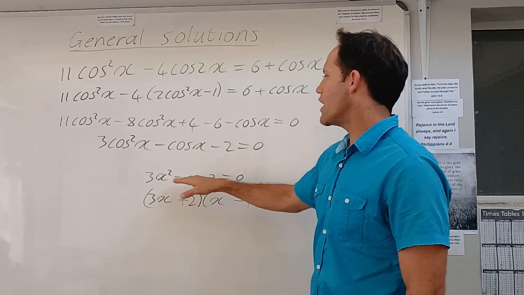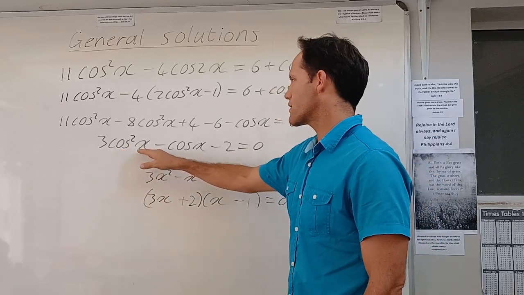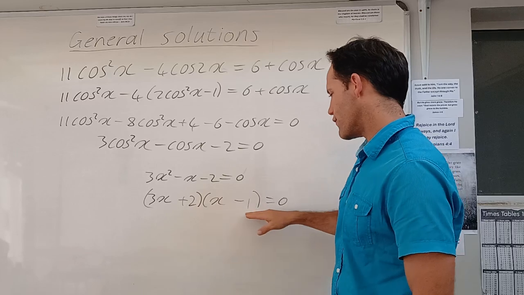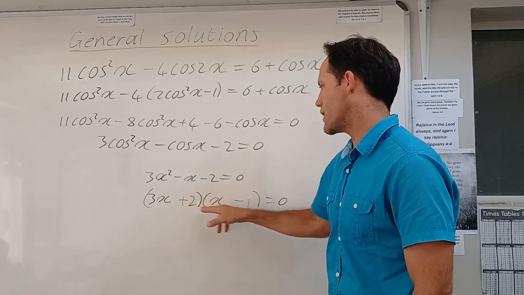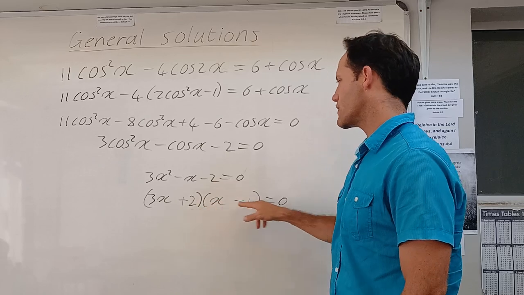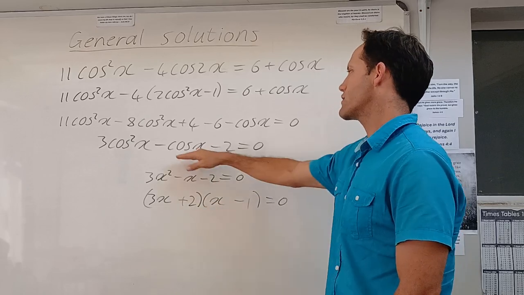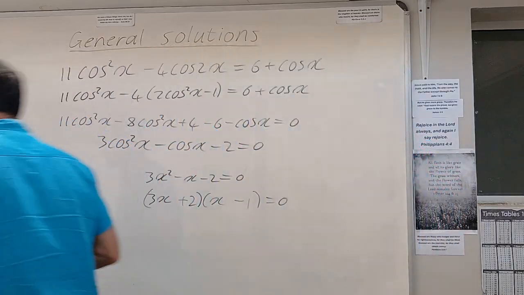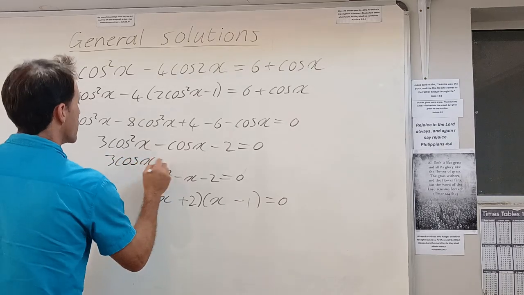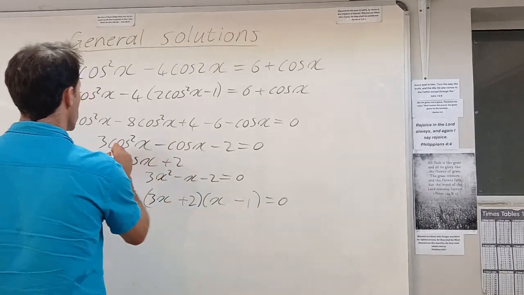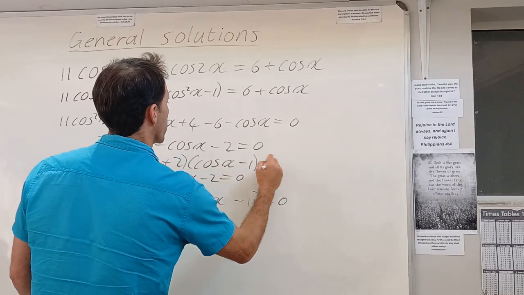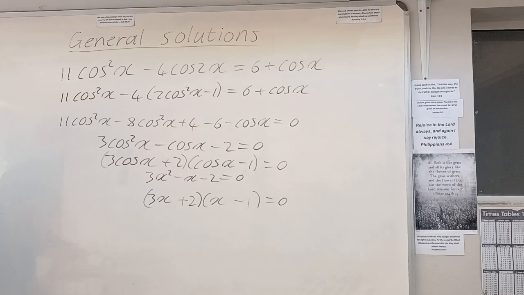Okay? But now, instead of having x, you just have a cos x, cos square x, and cos x. Okay? So we use the same method. We just put in the cos x in the place of x. So it's going to be 3 cos x plus 2 and cos x minus 1. Okay, so we still factorize it like that. So we're going to have 3 cos x plus 2 and cos x minus 1 equal to 0.